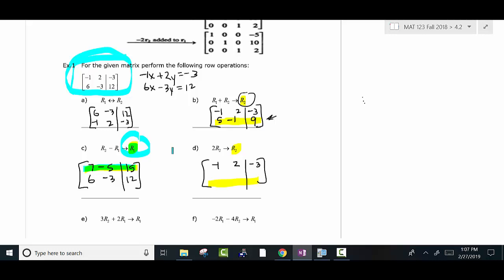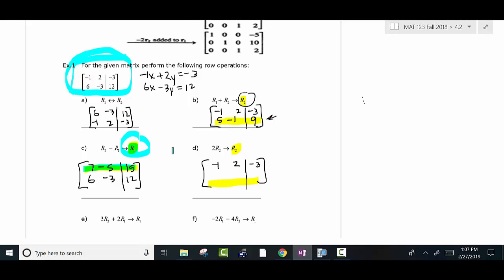That says it's row 2 that changes. Row 2 changed. That's why I'm highlighting what I'm doing. I'm highlighting the row that's going to change. You see what I mean? The other one's going to stay the same. Does that make sense? Okay. All right.